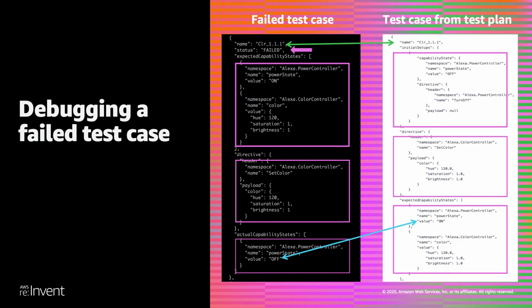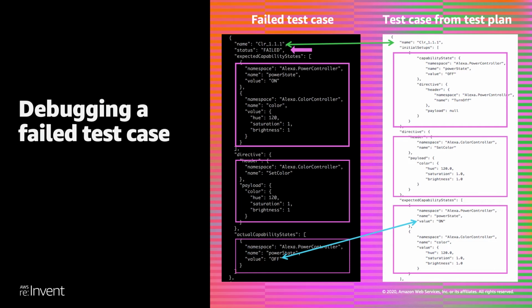Now, in order to debug this test case further, we need to find the same test case in color controller test plan. All supported test plans are available in public GitHub. In the right-hand section, for test case from the test plan, initial setup section confirms that the test case will turn off the bulb first by sending turn off directive. Next, it will execute set color with hue, saturation, and brightness values as 120, 1, and 1. And test case expects the bulb to turn on and set the color using these values.